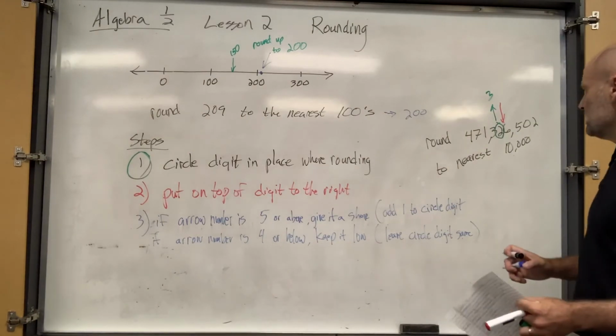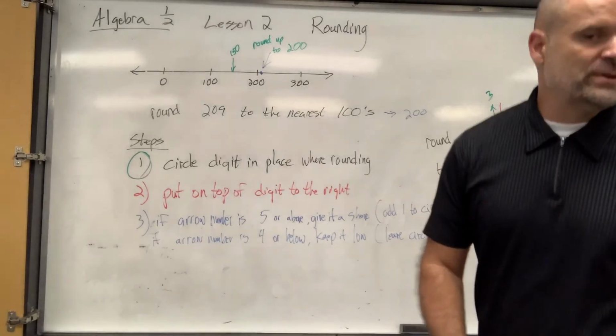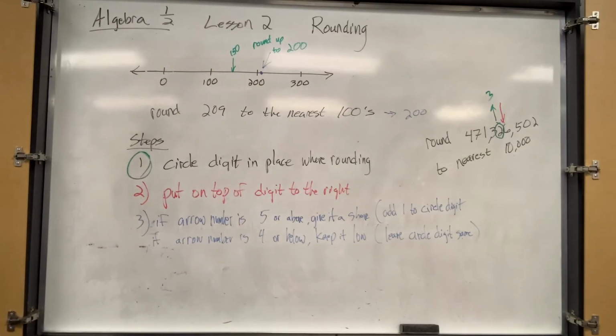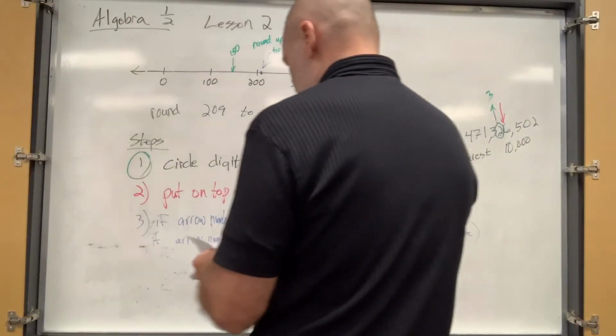Okay? So if that was a 4, 3, 2, 1, or 0, then you would just leave that 2 a 2. Okay? But it's a 6. The arrow number is a 6. It's 5 or above. So we give that 2 a little shove up. Okay? So we add 1, make it a 3.